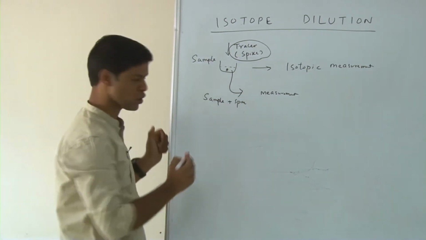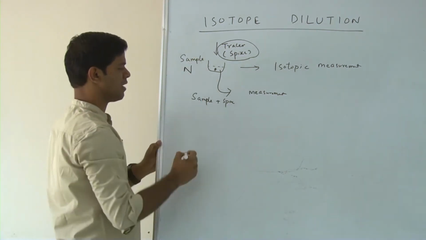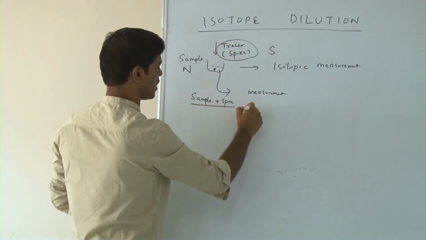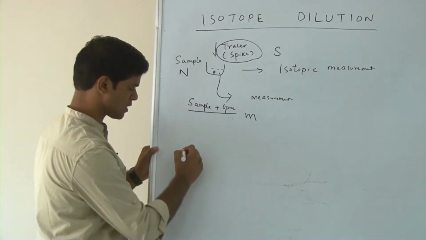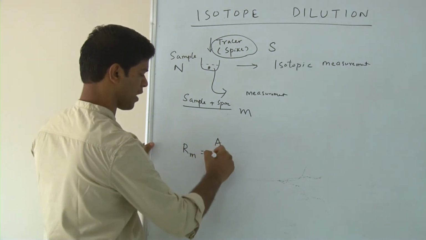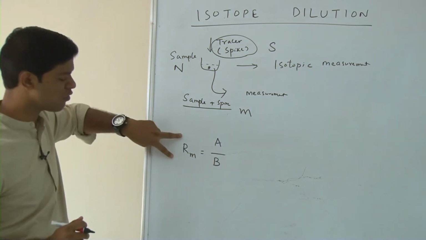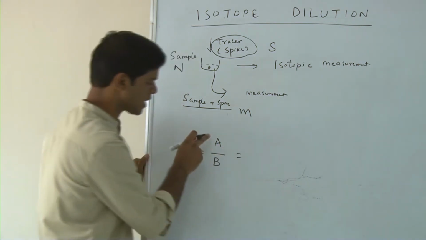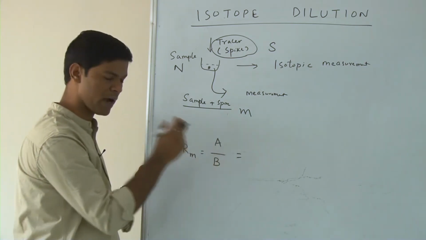So, for this ratio, let us say we have a sample which we will call N, and let us say we have a spike which we will call S, and we have a mixture which we will call M here. Now, if you are measuring the isotopic ratio for this mixture, the mixture equation R_M will be the isotopic ratio of A by B. So, let us say A is an isotope, B is an isotope, and you are looking for their isotopic ratio in this mixture. These isotope ratios are basically the number of atoms that are there.